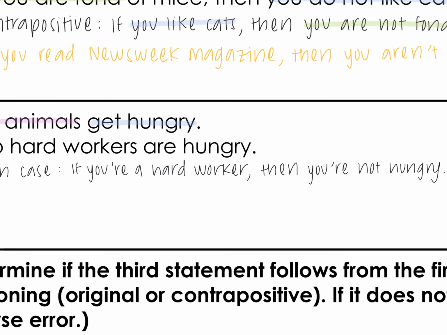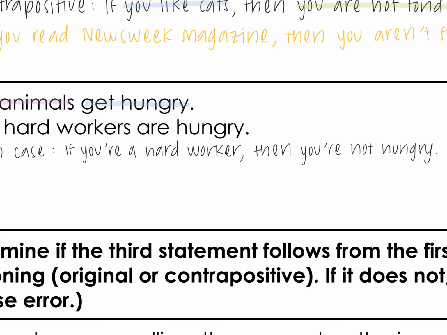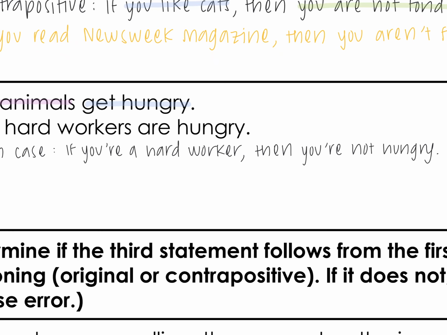Okay, so now that we have our sentence, we're going to just go through and highlight them. Using my highlighter, if you are a hard worker, that was not anything mentioned up above in that first sentence, so I'm going to highlight that in green. Then you are not hungry goes with the getting hungry that we talked about in the first sentence, so I highlighted it in blue.